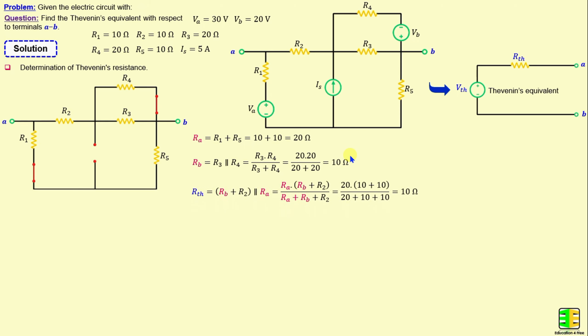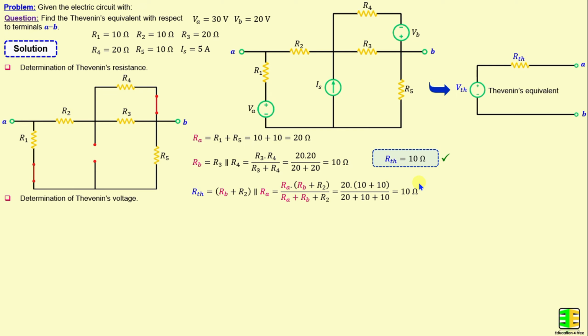Now RTH is equal to the series combination of RB and R2 connected in parallel with RA, which is given by this formula: RA times (RB plus R2) over (RA plus RB plus R2), and we get RTH is equal to 10 ohms. After finishing the determination of the Thevenin resistance, we proceed to calculate the Thevenin voltage.